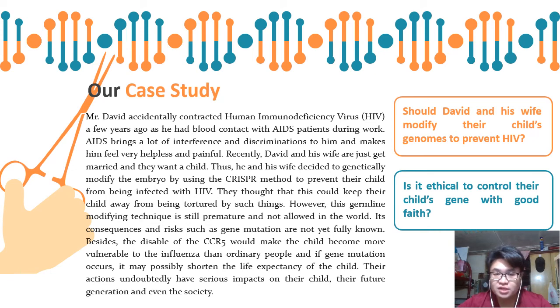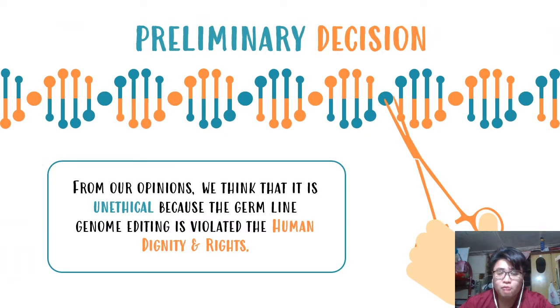However, the germline modification technique is still premature and not allowed in this world. The consequence on their offspring is also very risky, like they were exposed to uncertain gene mutation and higher risk to influenza. And this decision undoubtedly have serious impact on their child and future generations. Our questions are, should David and his wife modify their child's genome to prevent HIV? And is it ethical to control their child's gene with good faith? From our opinions, we think that it is unethical because the germline genome editing violates the human dignity and rights.